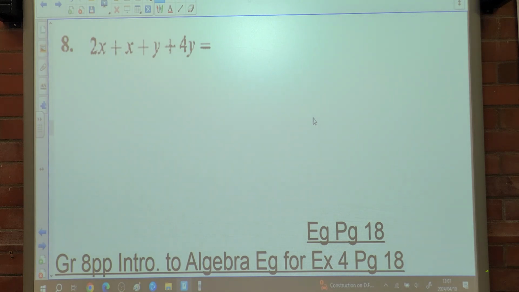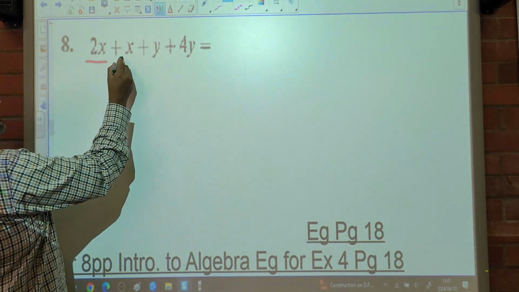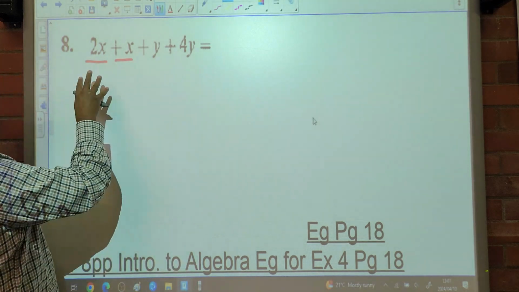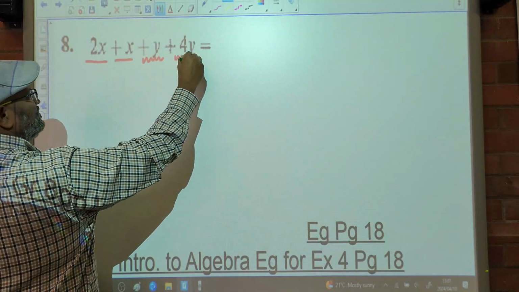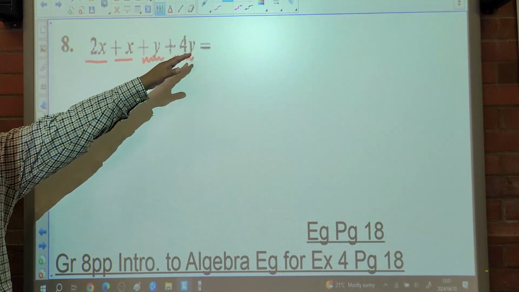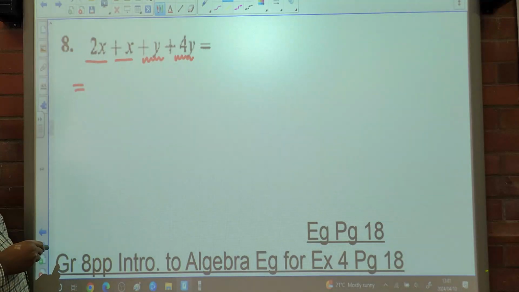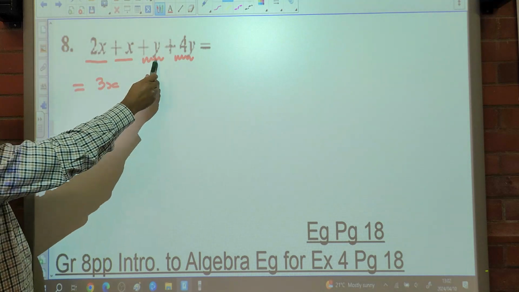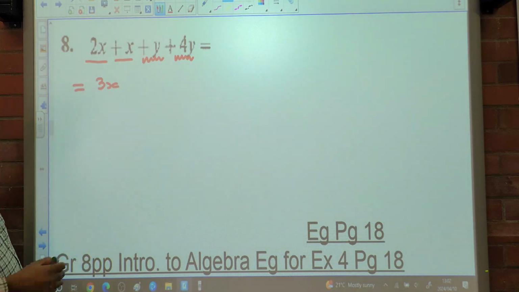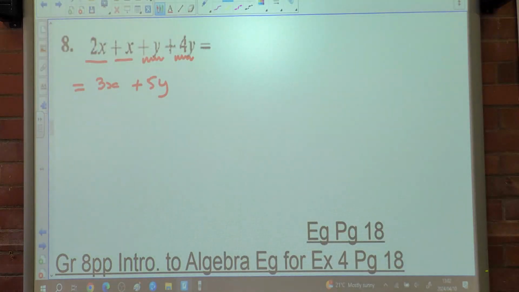2x plus x plus y plus 4y. Are they all like terms? No. So what we do is we say, okay, 2x and x are like. So you see me now grouping the like terms. And y plus 4y is also like terms. You see the grouping is different. Okay? So what is 2x plus x? 3x. What is y plus 4y? 5y. Are they like or unlike? So I can't add.